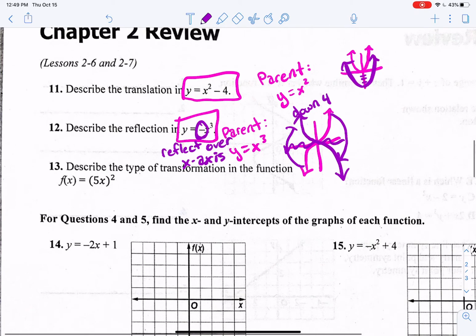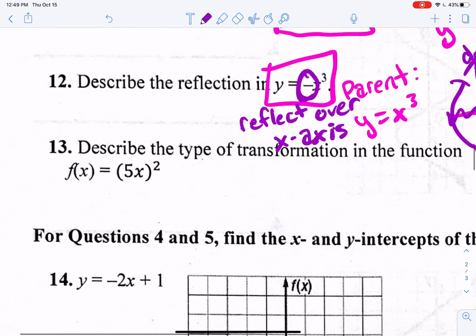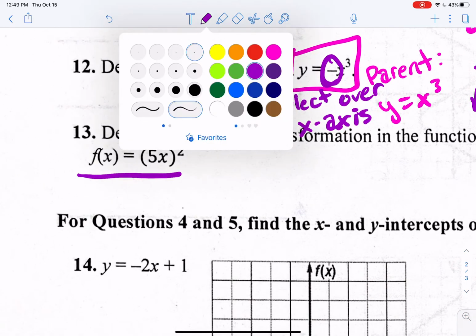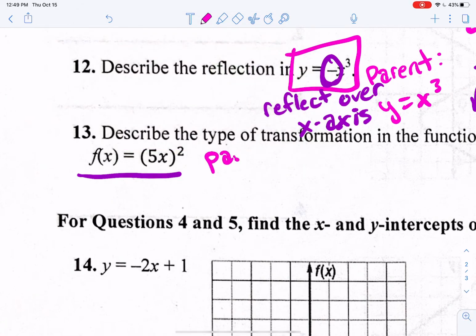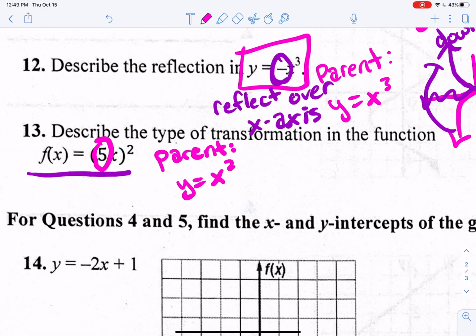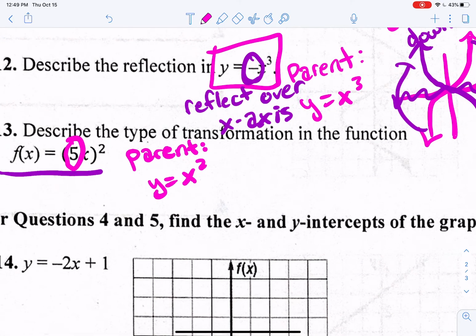Last one, describe the type of transformation in this function. This one's kind of hard. Let me go to my pink. His parent function, if I strip away all of the numbers, is y equals x squared, okay? If I get rid of this 5, x squared is all that's left. And then we just have to figure out what the 5 is doing.